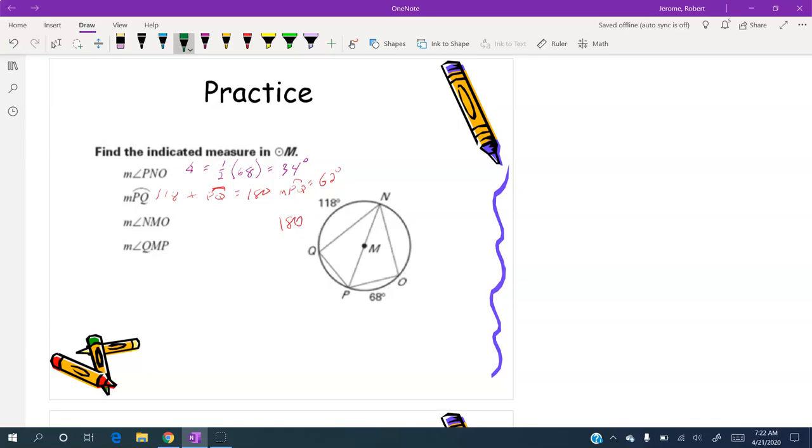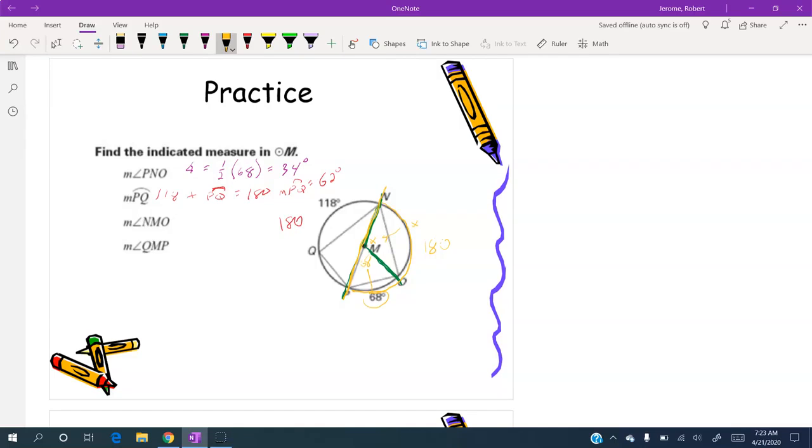Angle NMO. N, M, and then out to O. Well, it wasn't there. We had to draw it in. So angle NMO. Well, again, we can look at this like the question before it. We have a diameter, which cut our circle into 180. We know this one is 68, which means that angle is 68. So if we find this arc, we will know that angle because the central angle is equal to the arc.